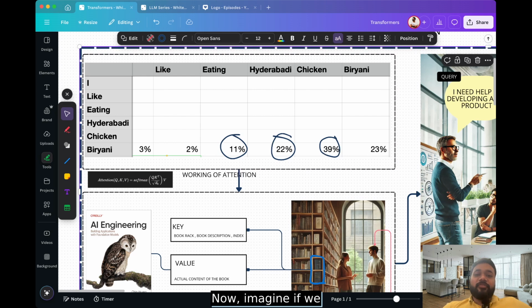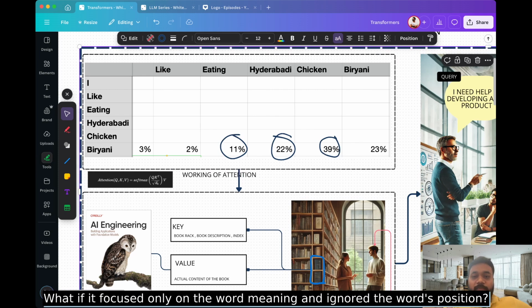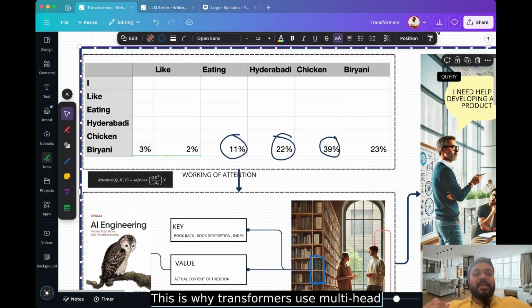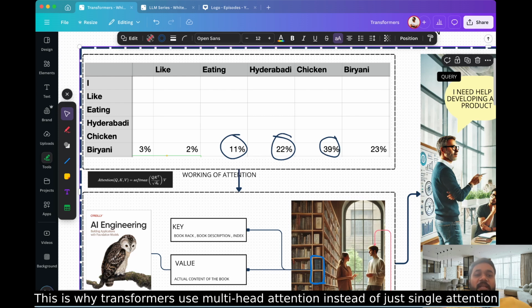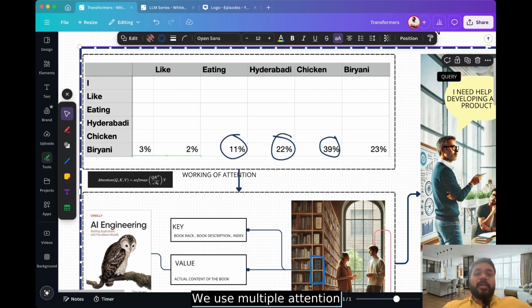Now, imagine if we had only one attention mechanism. What if it focused only on the word meaning and ignored the word's position? This is why transformers use multi-head attention instead of just a single attention function. We use multiple attention heads in parallel. Now, how does multi-head attention work? Each head learns from different aspects of the sentence.